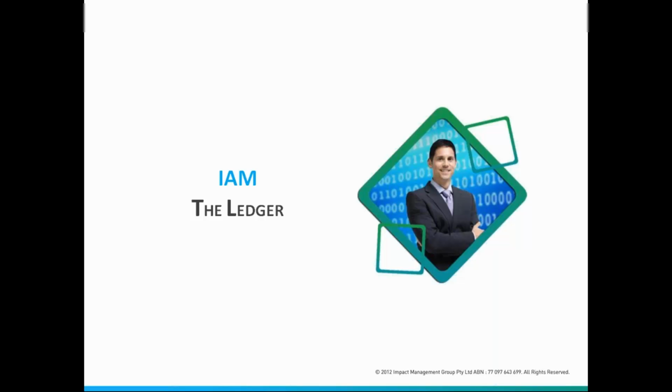From an accountant's point of view, IAM is the ledger that you can work on to prepare reports and tax returns for all your clients. Even if your clients use other accounting software or do not use software, you can prepare reports for them. You can also import trial balance from other software, finalize accounts, and prepare tax returns.